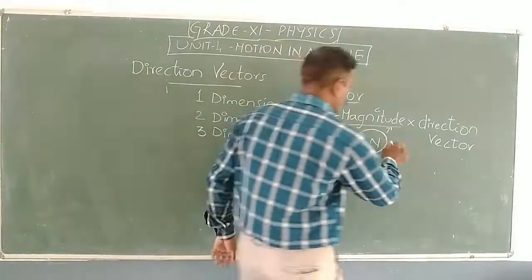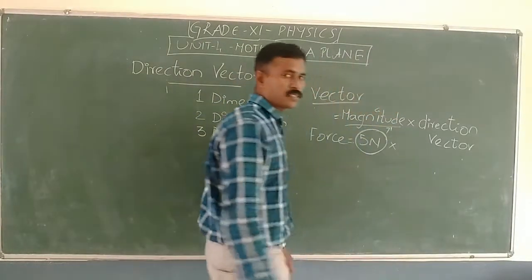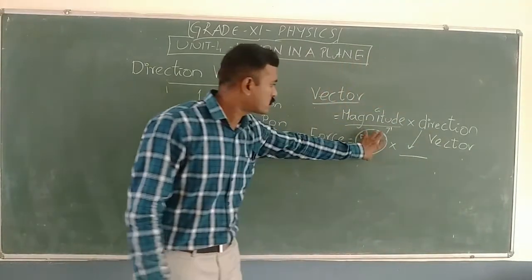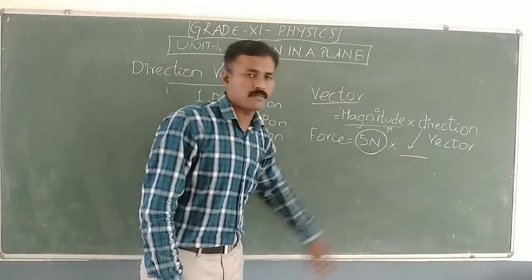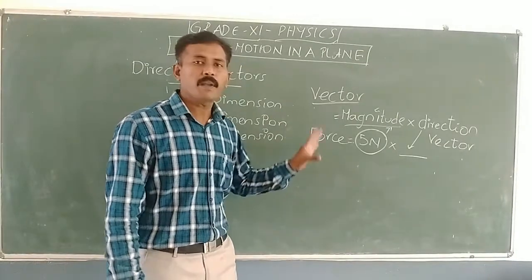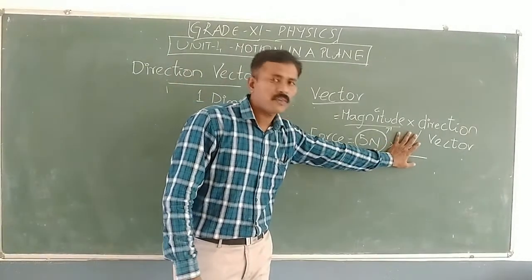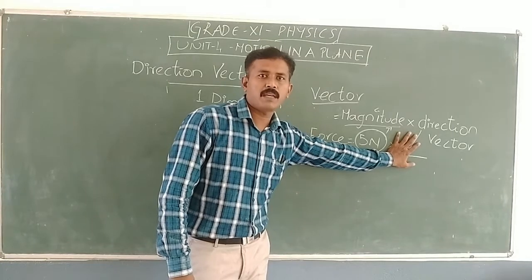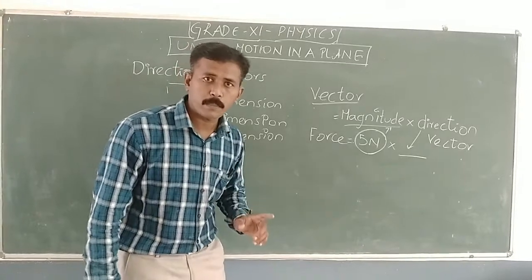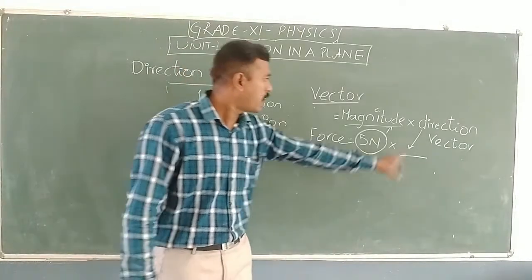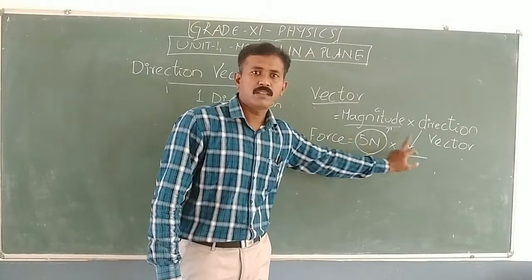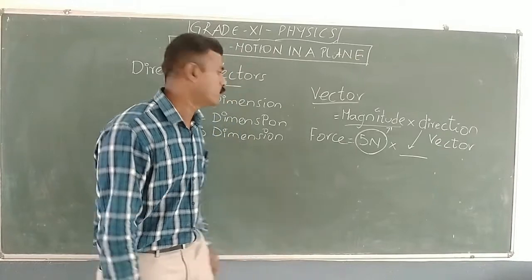Clear? So this direction should be multiplied by that. This direction vector should be placed here, and this force magnitude should be placed here, if I want to represent the force as a vector. If it is simply a scalar, there is no need of representing this direction vector; I may represent it as force equal to 5 Newton. If I want to represent the force as a vector, I have to place this 5 Newton with a direction vector. That direction vector only I am going to teach you now.